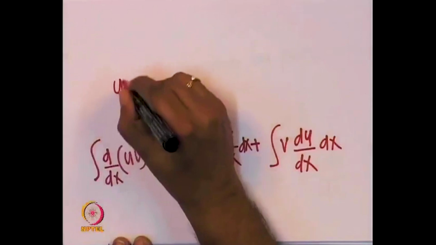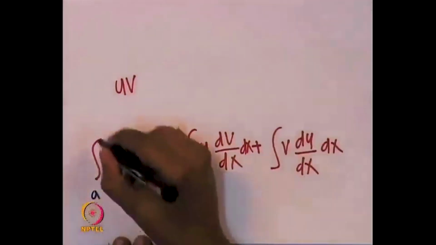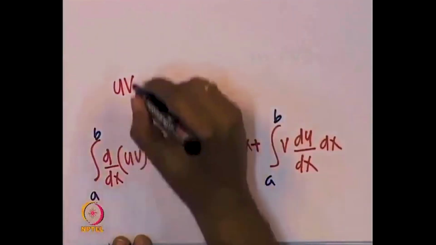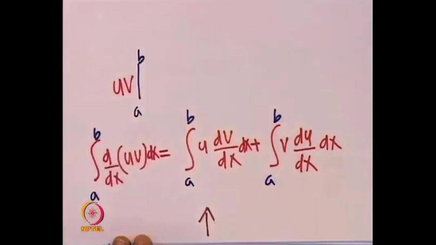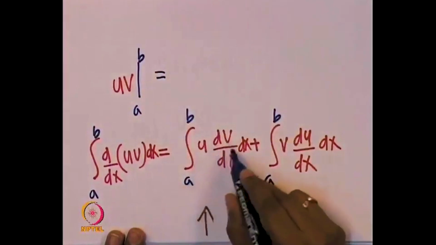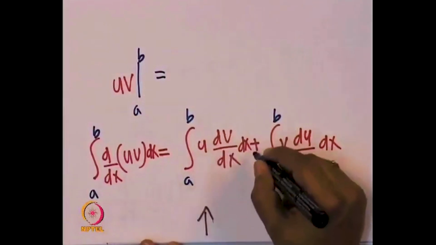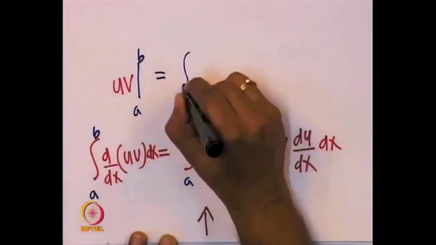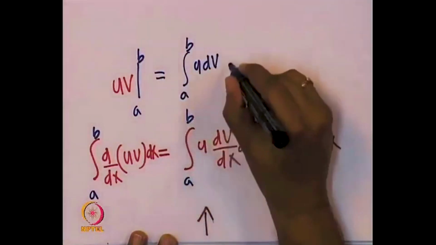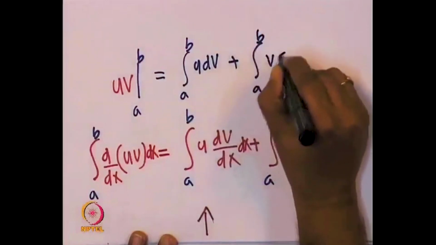So, this has to be uv itself. Let us say we are doing this between two limits, a and b. Then you will have to apply the limits a and b here: the integral from a to b of (uv)' is equal to the integral of u dv/dx dx. This can be written as integral u dv plus integral a to b v du.